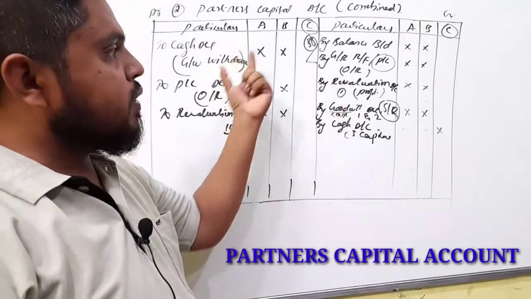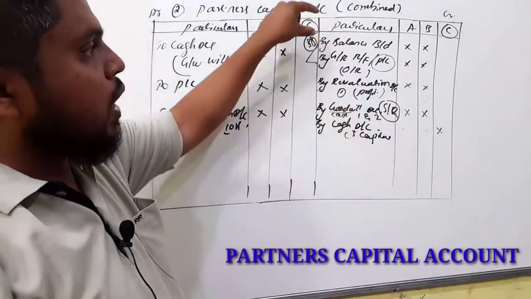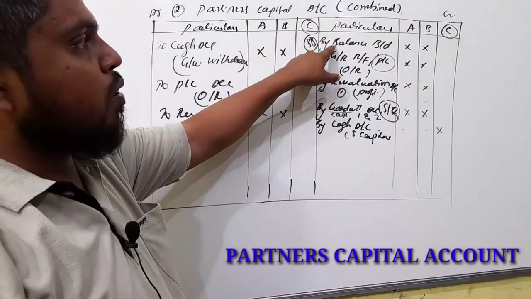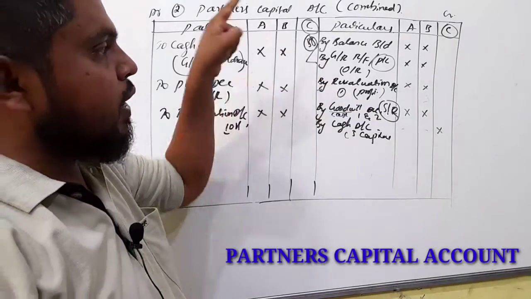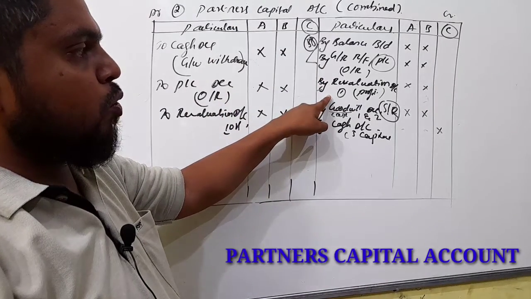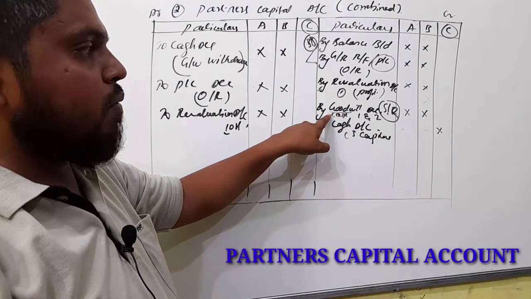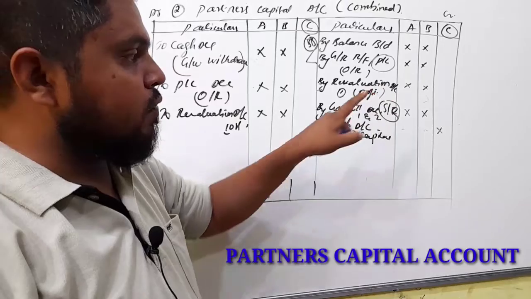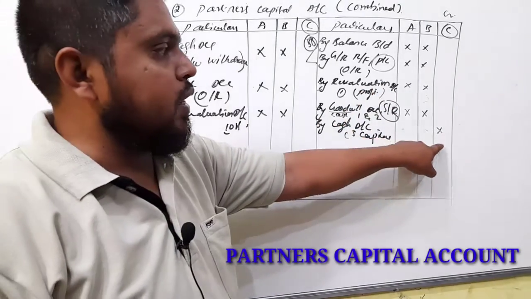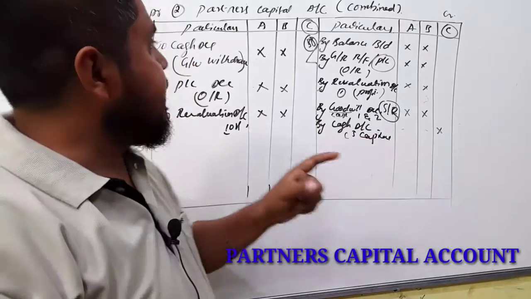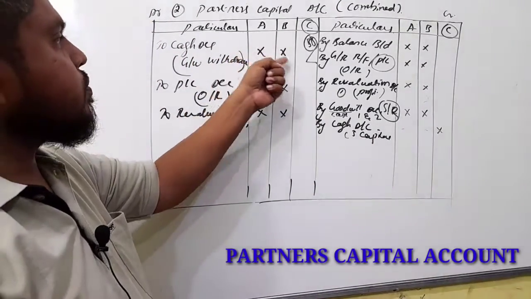After passing all the entries, once again I will repeat. First we have to record their capitals, and then accumulated profit or loss which is given in the balance sheet, revaluation account profit, and goodwill brought by the new partner in the form of cash. That we have to share in sacrifice ratio. And next, new partner's capital in the new partner's column. Then on the debit side, if goodwill is withdrawn, we have to record it.